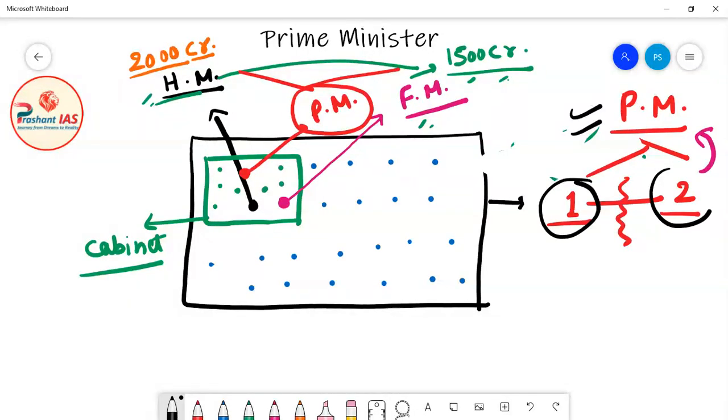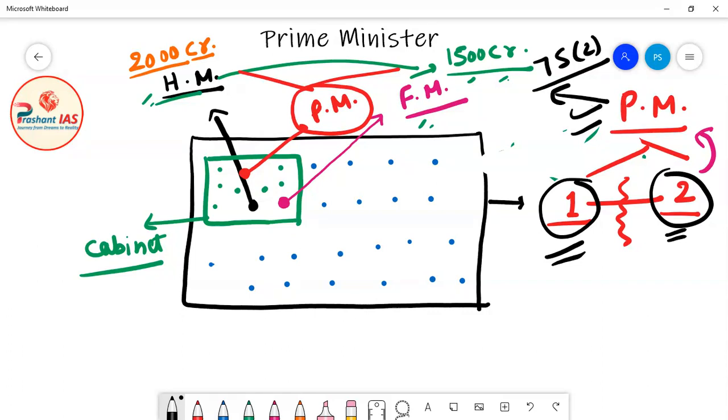Why? Because Prime Minister has the tool of individual responsibility under Article 75 clause 2. So if any minister will not agree with the advice of Prime Minister, then Prime Minister can even remove him. So Prime Minister will resolve the conflict between them and the decision of Prime Minister will be binding on them.